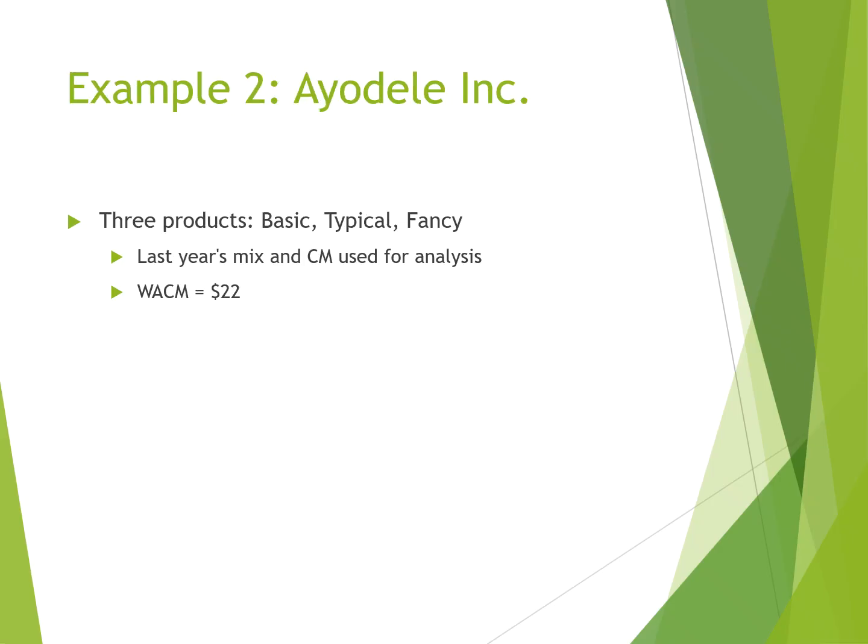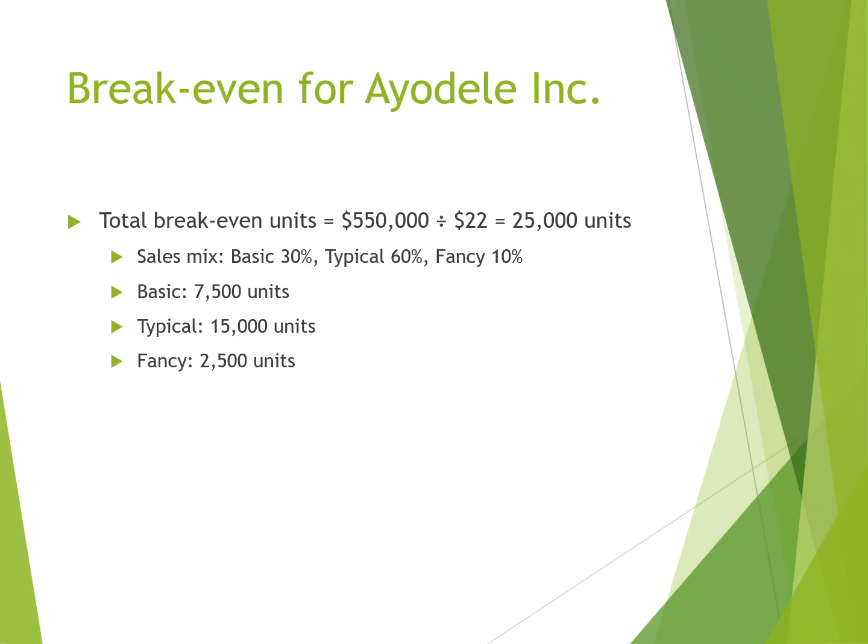Now let's look at a three-product example: basic, typical, and fancy. We determine each product's contribution margin and sales mix. Using this information, the weighted average contribution margin is $22 per unit. Break-even units is fixed costs divided by the WACM, which is 550,000 divided by 22, which is 25,000 units total.